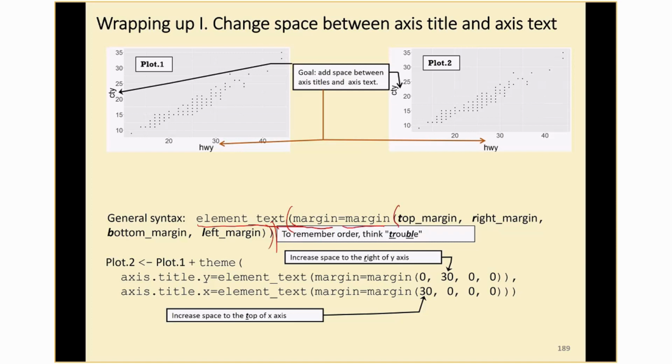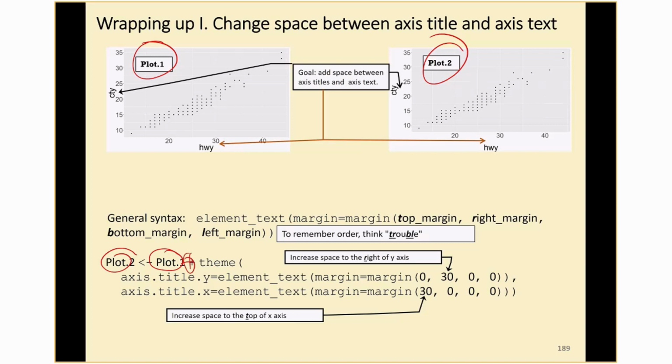have 4 numbers. You're going to have 4 numbers, and they represent the top margin, T, the right margin, R, the bottom margin, B, and the left margin, L. And the reason I point out the TRBL is a good way to think of this is just think of the word trouble. And that'll tell you what those 4 numbers mean. So to accomplish our particular goal, to go from plot 1 to plot 2, we're going to create plot 2 by starting off with plot 1 and then adding as a layer.